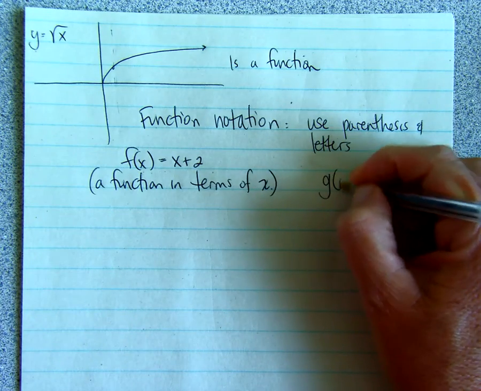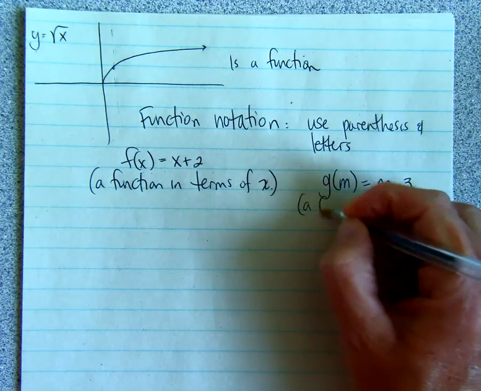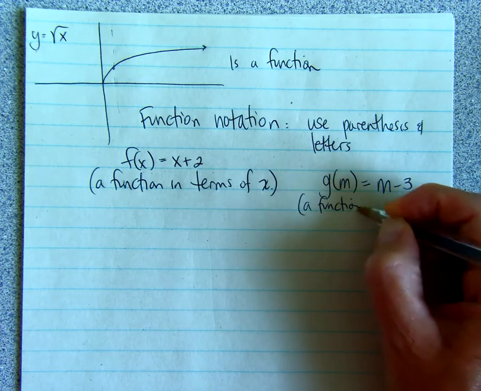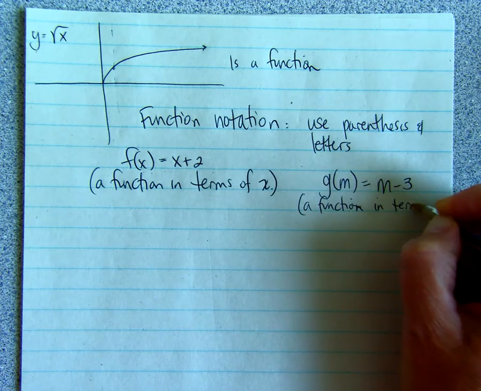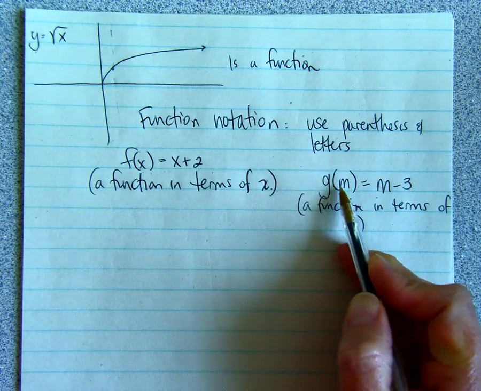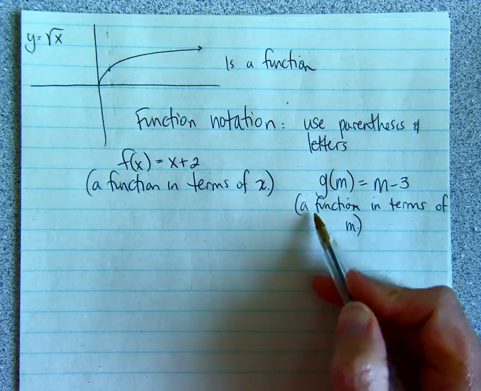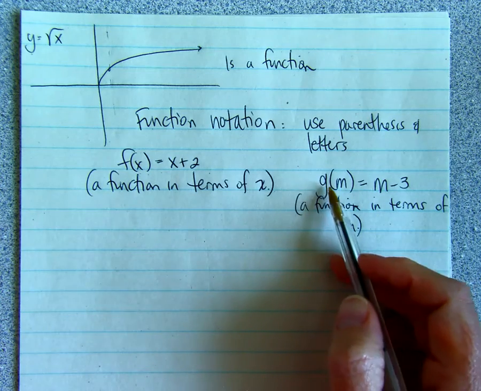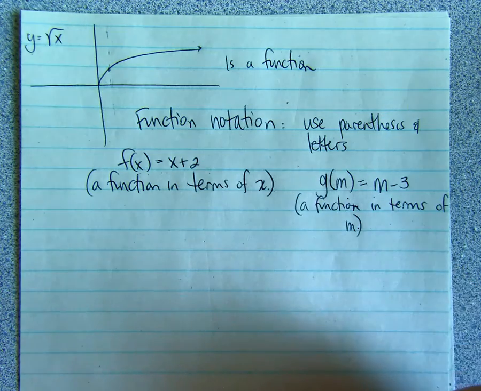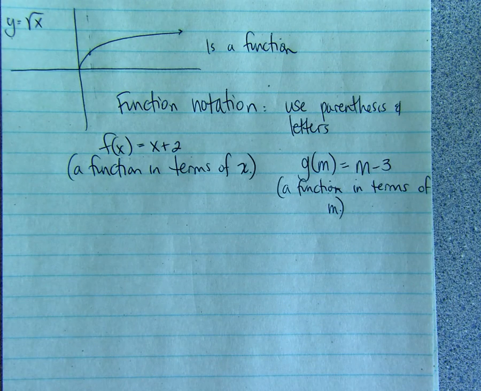Or if we had g of m equals m minus 3, this is a function in terms of m. So whatever number we want to plug in for m, if we subtract 3, that will give us our range value, or what g of m is. That's called function notation. That's the end of lesson 4.